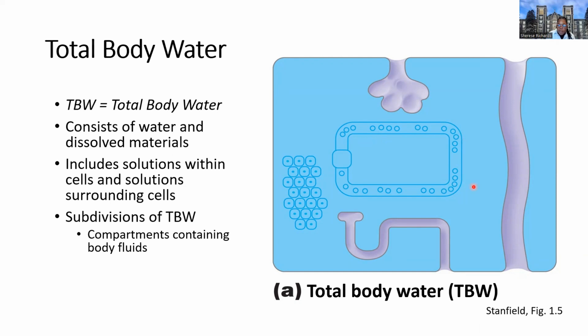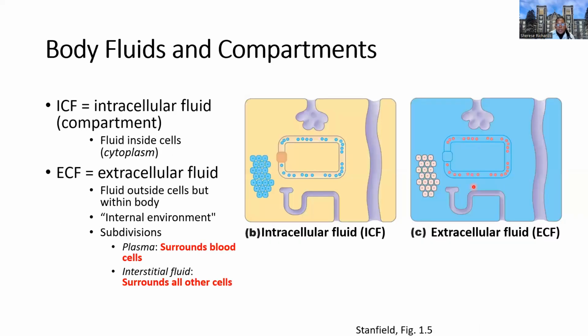Now, within that total body water, we have smaller fluid compartments. So first is the ICF, the intracellular fluid compartment. And this implies all of the fluid that is inside your cells. This is usually referred to as the cytoplasm. When you talk about the intracellular organelles, we think about the mitochondria, we think about the ribosomes, the smooth ER, etc. We think about the fluid in the cell, and that is the fluid that we refer to as ICF, or the cytosol, or the cytoplasm.